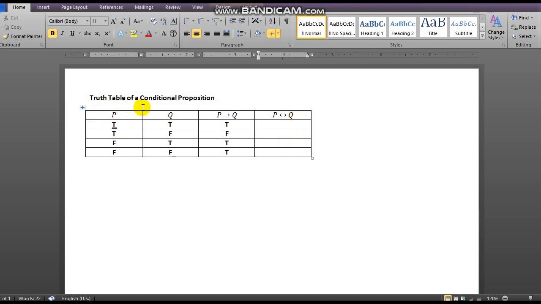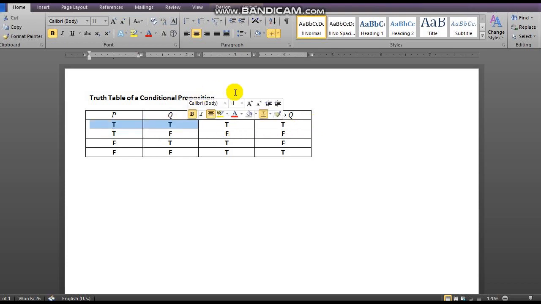If the antecedent is true and the consequent is true, then the biconditional is true. But if P is true and Q is false, then the biconditional is false. If P is false and Q is true, then the biconditional still remains false, because if the antecedent is false, then the consequent must also be false, which didn't happen in this row. For the last one, if P is false and Q is false, then P if and only if Q would be true. So this is our truth value.